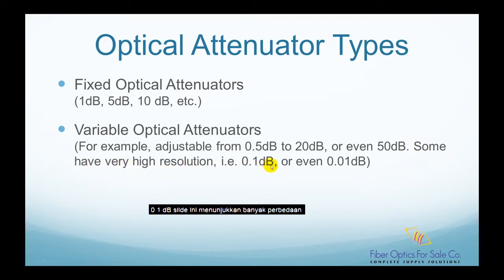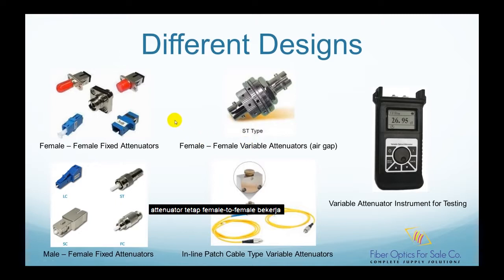This slide shows many different optical attenuator designs. The female-to-female fixed attenuators work like a regular adapter, but instead of minimizing insertion loss, they purposely add some attenuation. The female-to-female variable attenuators are adjustable by turning a nut in the middle. The nut adjusts the air gap in the middle to achieve different attenuation levels.